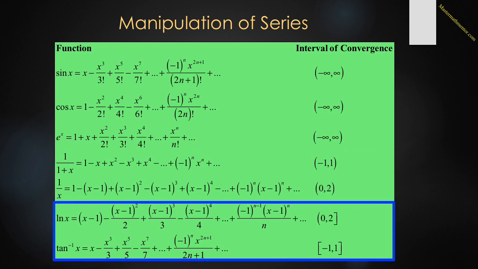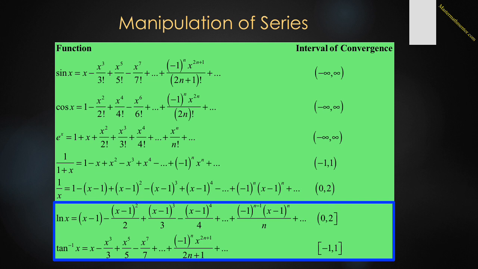Finally, our transcendental functions. The natural log of x can be expressed by its series x minus 1 minus x minus 1 squared over 2 plus x minus 1 quantity cubed over 3 minus x minus 1 raised to the 4th over 4. This can be written as the general term negative 1 raised to the n minus 1 times x minus 1 raised to the n over n. And the interval of convergence is the interval 0 to 2, where 0 is open and 2 is closed.